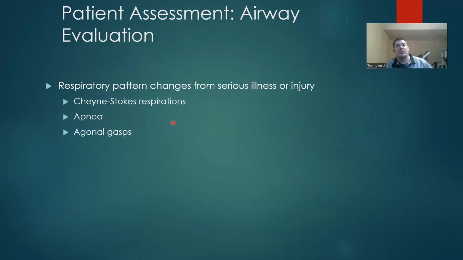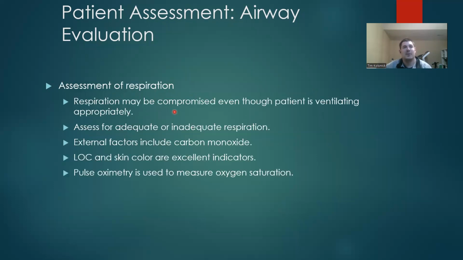Okay? We might see things like Kussmaul respirations, which is your rapid and deep breathing that you probably are going to see with someone in a hyperglycemic event. Apnea, right? So they're just not breathing, or agonal gasps. So we see a gasp here and there. Again, none of these are really conducive to maintaining respiration in the system. Okay.